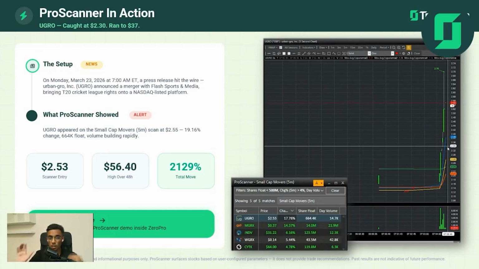Now look, I'm going to hold my hands up, guys. I had no idea how big cricket was. I genuinely thought football was the sport of the world, that's where the money is. Turns out the money is in cricket, and I've now subsequently learnt this after watching the UGRO move.